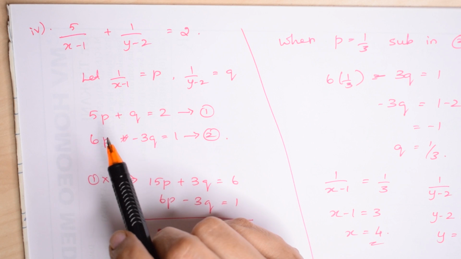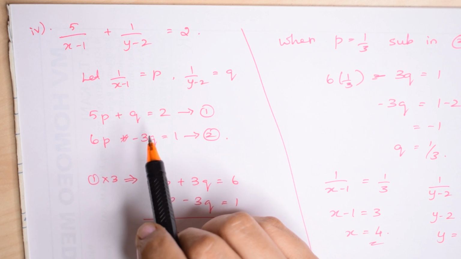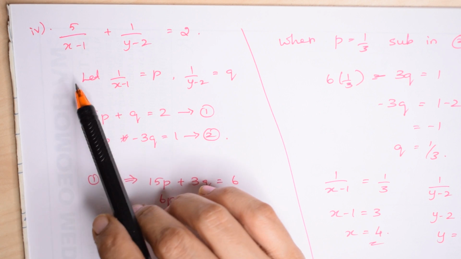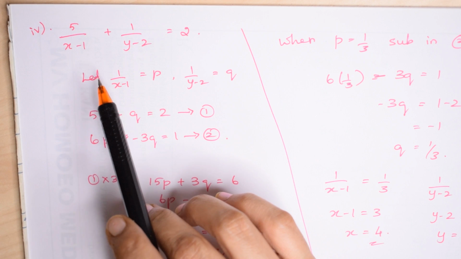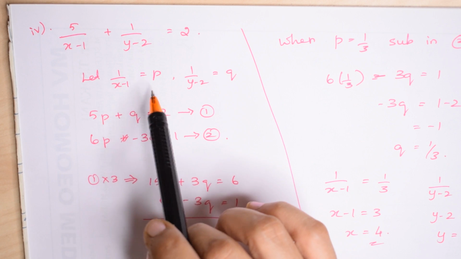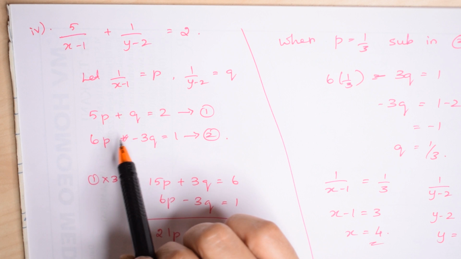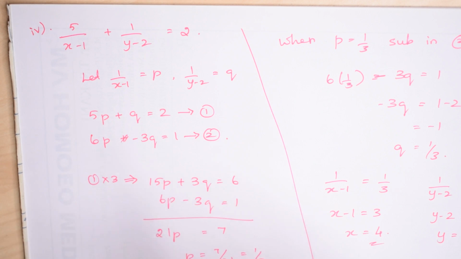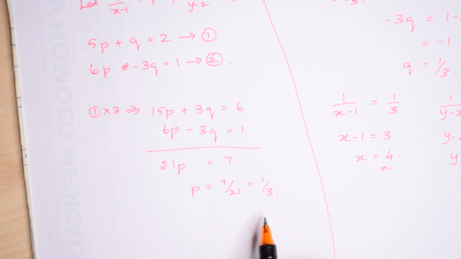Okay. The fourth sum here, 5 by x minus 1 plus 1 by y minus 2 is equal to 2. Again I said if x minus 1 is there, I want to remove the whole of it. I am not going to introduce 1 by x is equal to p. I will introduce p is equal to 1 by x minus 1 and q is equal to 1 by y minus 2. Okay, I will make the equation simple. So the first equation becomes 5p plus q is equal to 2 and the second equation is 6p minus 3q is equal to 1. And usual elimination method I use and I find the value of p is equal to 1 by 3.